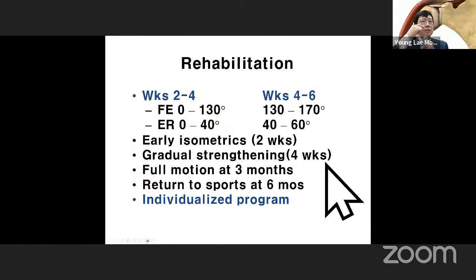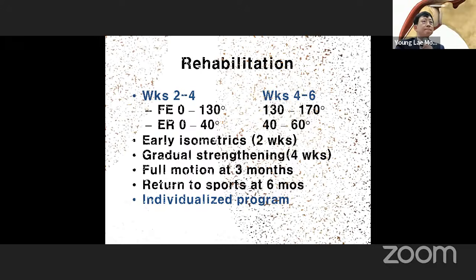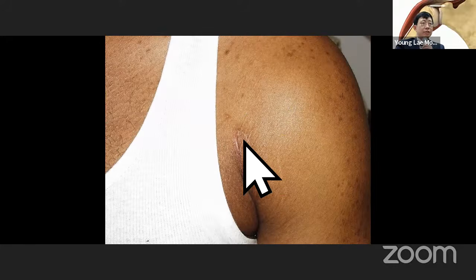Rehabilitation is quite similar to other procedures. You usually return to sports at 6 months, and full motion is at 3 months. That's the usual program for a shoulder procedure. This is the incision site.